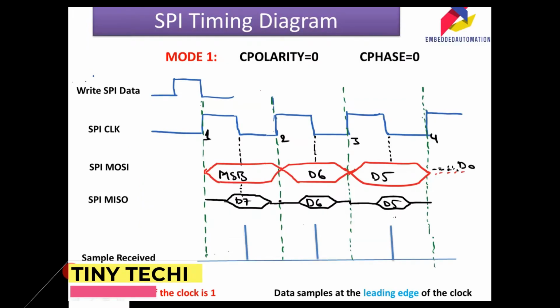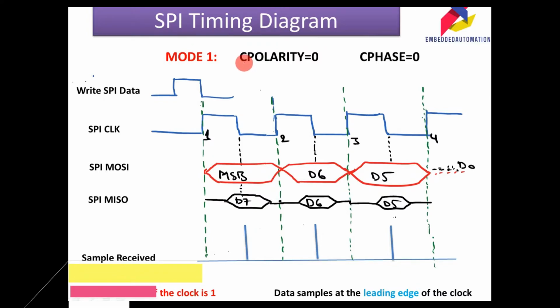Coming to the SPI timing diagram, there are 4 different modes based on which the master and slave can communicate with each other. Now we are going to take mode 1. In this mode, the clock polarity is configured as 0, meaning the active state of the clock is 1, and clock phase is configured as 0. The data will be sampled at the leading edge of the clock. Already we discussed this.